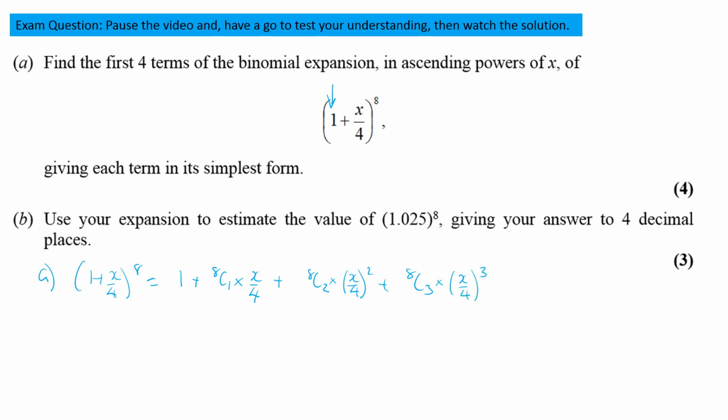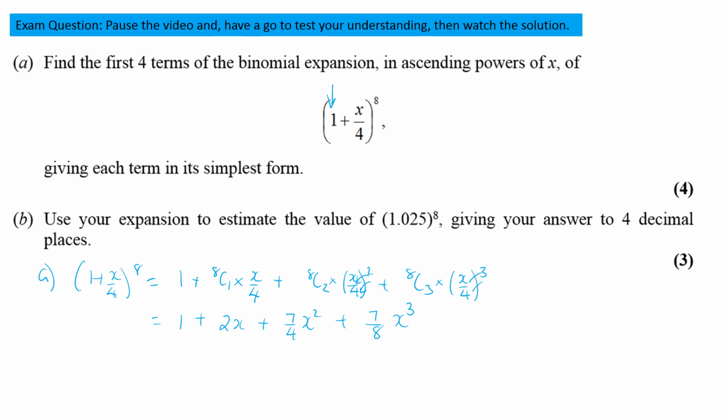Remember, use the brackets because you need to cube both the top and bottom of that term. So tidying up, this is going to be 1 plus 8c1 is just 8, divided by that 4 is going to be 2x, plus 8c2 times, and then we need to square them top and bottom, so it's going to be 8c2 and then divided by 16, so that's going to be 7 over 4 x squared, and then 8c3 and divide that by 64, the 4 cubed on the bottom, that's going to be 7/8 x cubed.